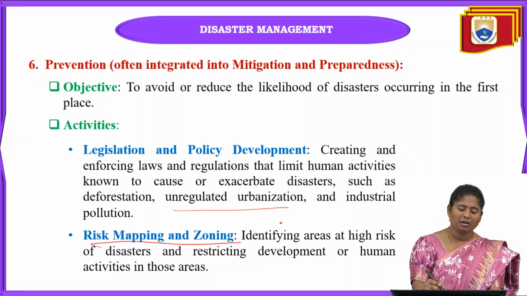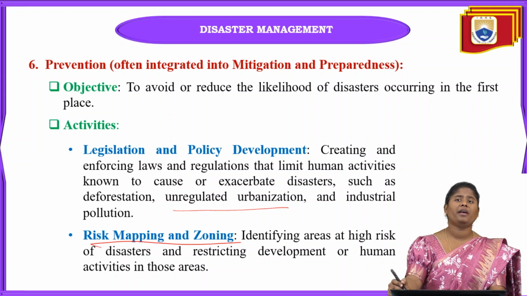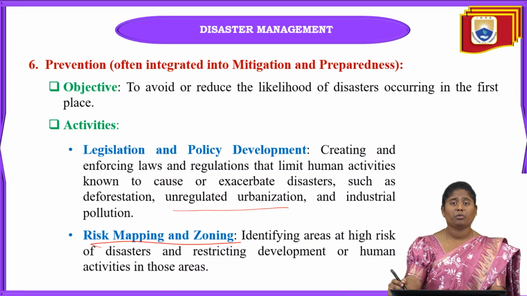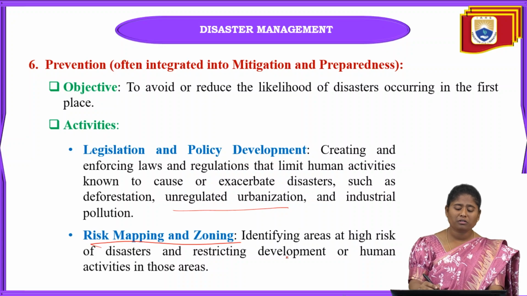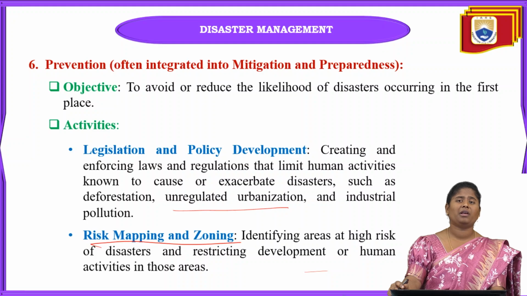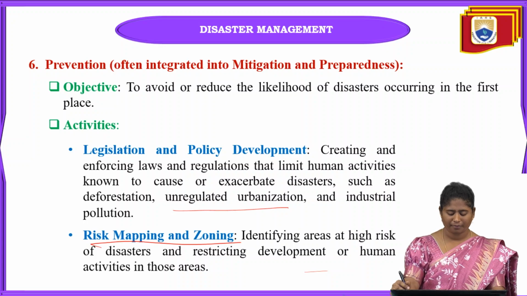Next one is risk mapping and zoning. Here we have to identify the areas which are at very high risk of disaster. We have to restrict building any type of structures in those areas, and also regulate the overall human activities in those areas, whether it may be construction or some other thing.